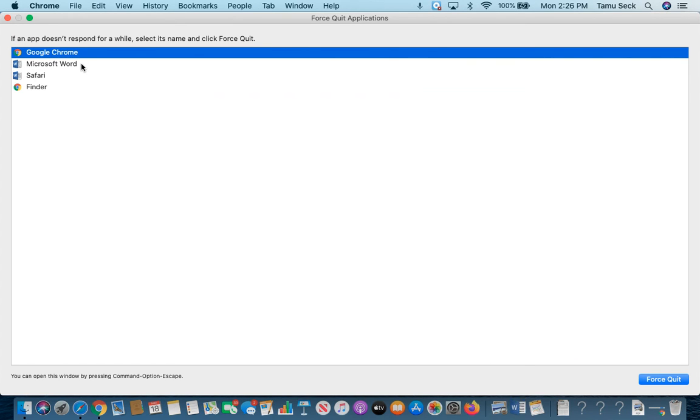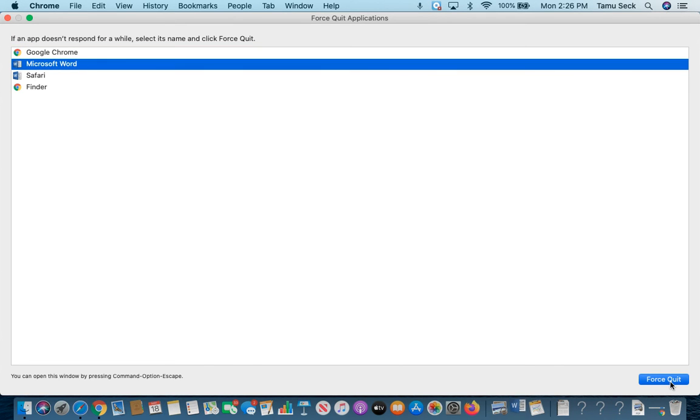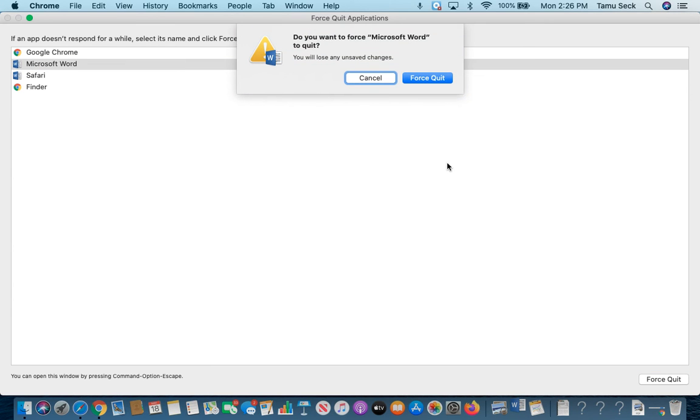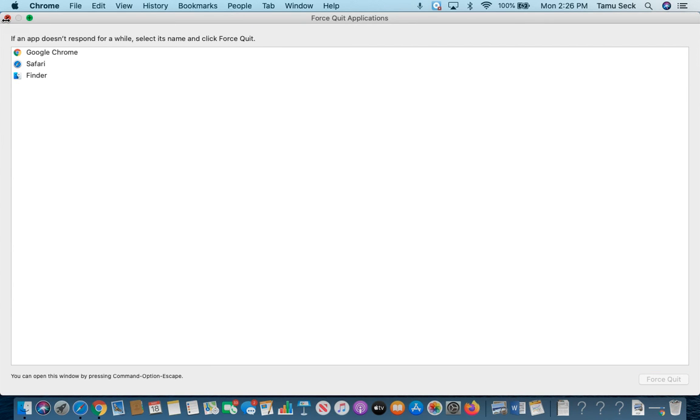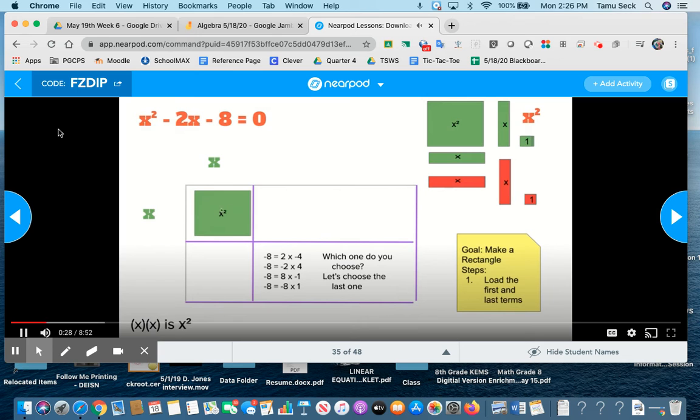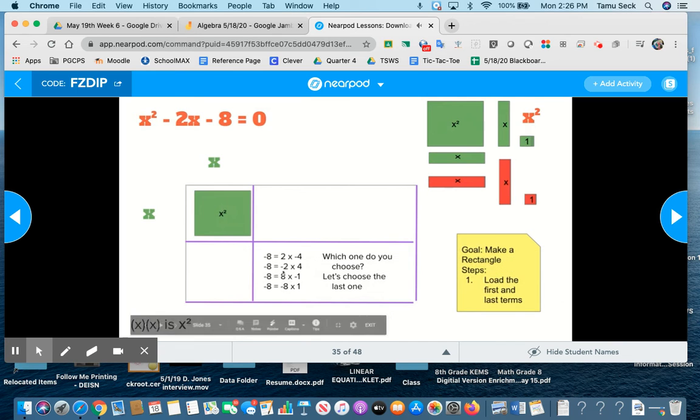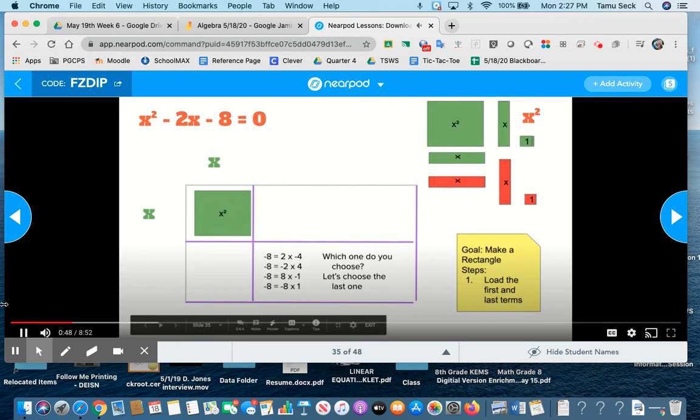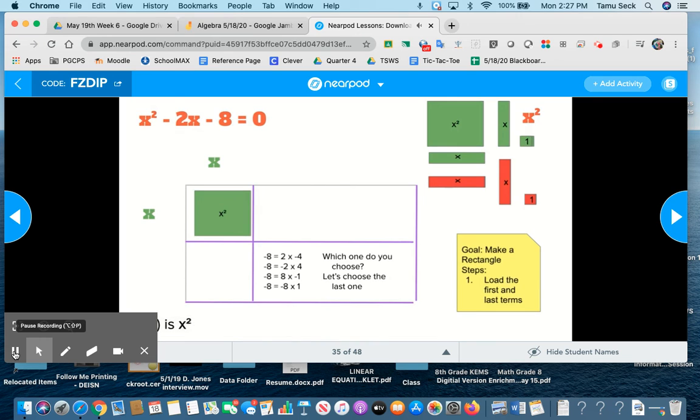And we start out by making a rectangle, and we're going to load the first term of the quadratic and the last term. So here's x squared, that's loaded already, and here we're going to load the last one. But we need to know which way we're going to load the last one. In order to get negative 8, are we going to multiply 2 times negative 4, negative 2 times 4, 8 times negative 1, negative 8 times 1? Which one do you choose? Let's just choose the last one. We're just choosing any one.